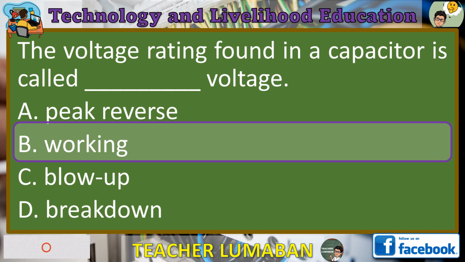Explanation. The voltage rating found in a capacitor is referred to as the working voltage. This rating indicates the maximum voltage that a capacitor can safely withstand and operate within without experiencing failure or damage.